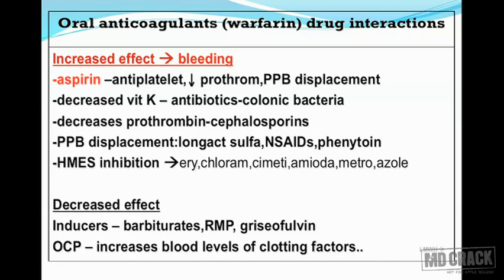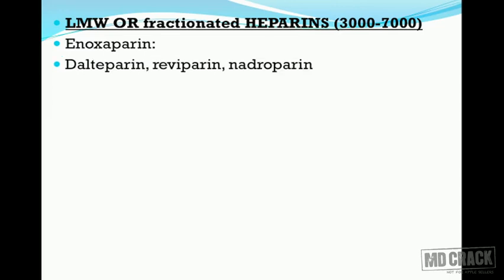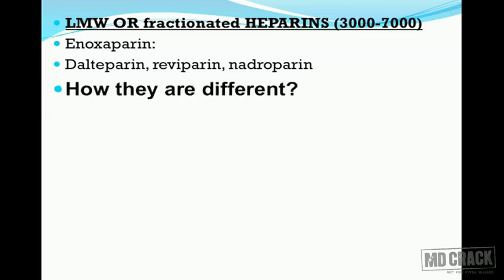If you remember, on the last session we discussed heparin, and on this session we are going to discuss the low molecular weight heparins. Low molecular weight or fractionated heparins have a molecular weight between 3000 and 7000. There is enoxaparin in this group, dalteparin, reviparin, nadroparin. Why am I discussing them separately? How are they different, the low molecular weight or fractionated heparins?